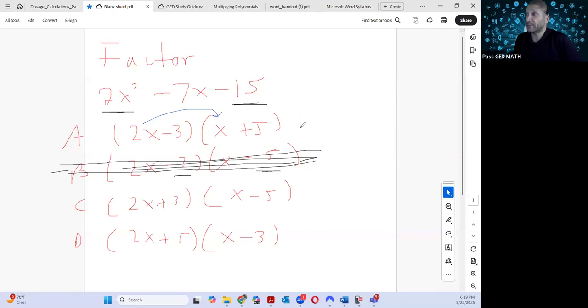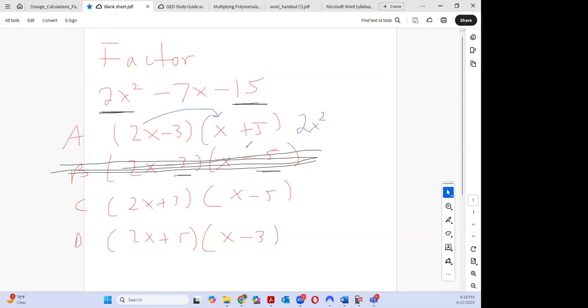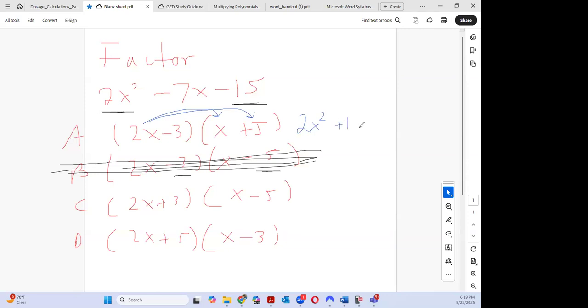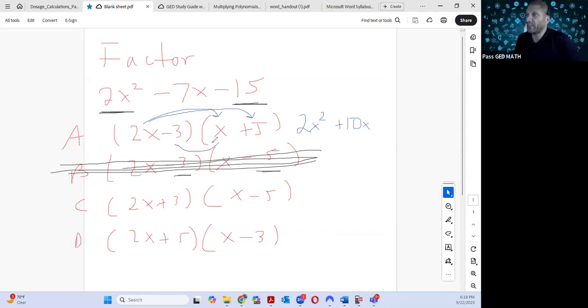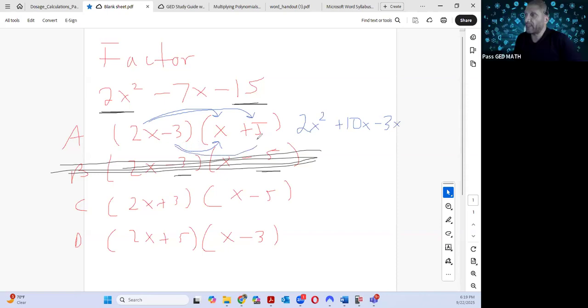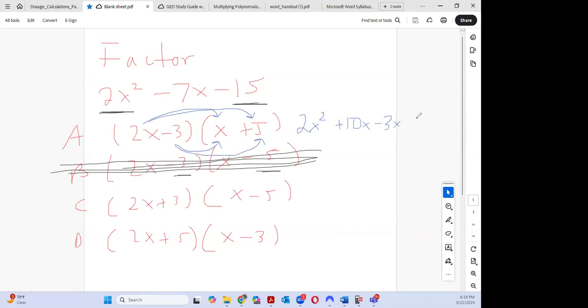2x times x is what? 2x squared. 2x times 5 is what? 10x. We've got minus 3 times x. What's minus 3 times x? Minus 3x. You cannot forget the variable. What's minus 3 times 5? Minus 15.